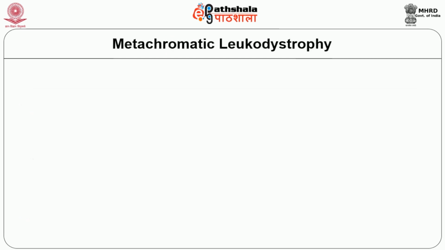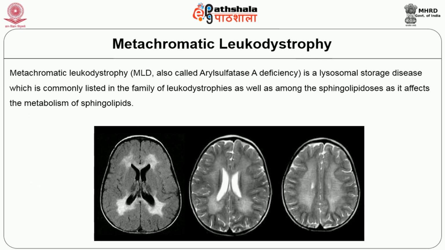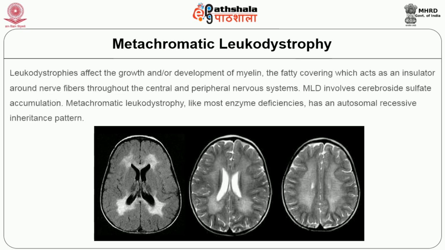The next important type is metachromatic leukodystrophy, referred to as MLD. It's also called arylsulfatase A deficiency, and it's a lysosomal storage disease which is commonly listed in the family of leukodystrophies as well as among the sphingolipidoses, as it affects the metabolism of sphingolipids.